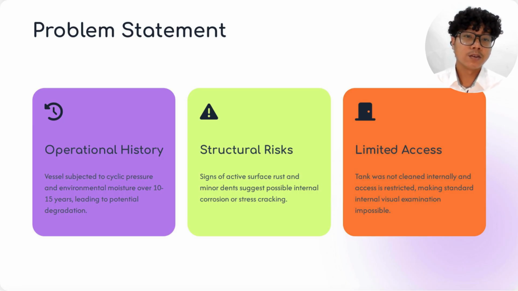As with any other project, the reason that we are doing this project is due to the problems that are stated below. Number one being the operational history of the pressure vessel. The vessel has been subjected to cyclic pressure and environmental moisture for over 10 to 15 years, leading to potential degradation. Next being structural risk. Signs of active surface rust and minor dents on the vessel suggest possible internal corrosion or stress cracking. And finally is limited access. The tank was not cleaned internally and access is restricted, making standard internal visual examinations basically impossible.